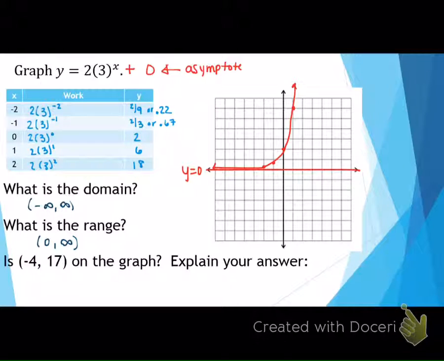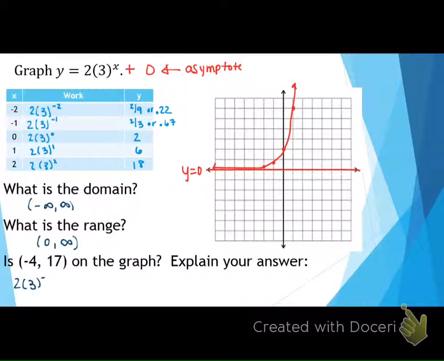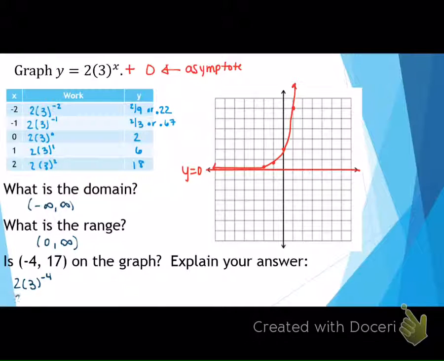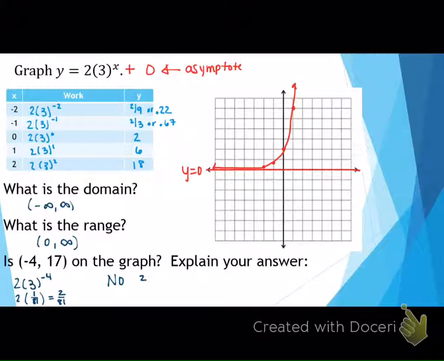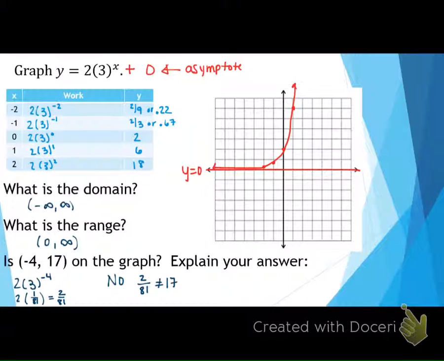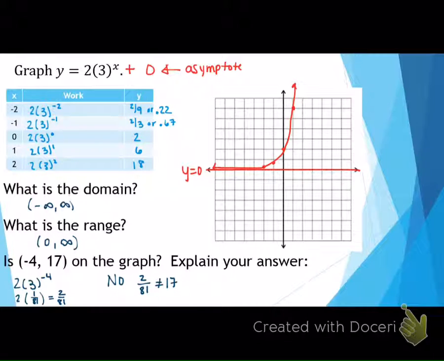And then I plug in -4. And it equals 2 over 81. Is 2 over 81 the same as 17? All right. So, what questions do you guys have for me?